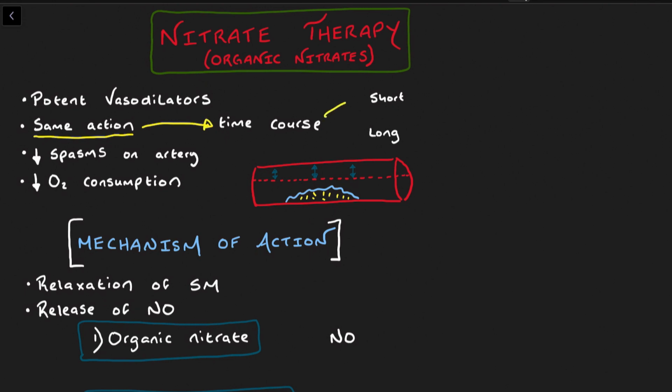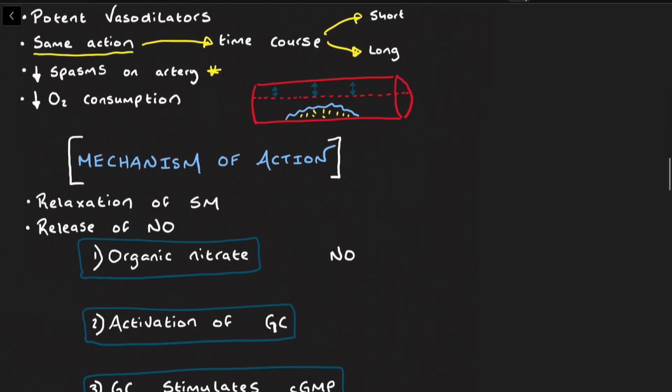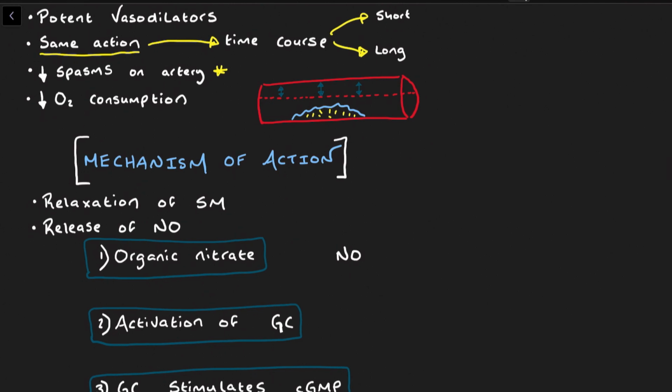The direct dilator effect on the coronary arteries reduces the spasms of the artery itself. So coronary flow is thereby increased as a result of the coronary vasodilation. And myocardial oxygen consumption is reduced because of the reductions in both the preload and the afterload of the heart.